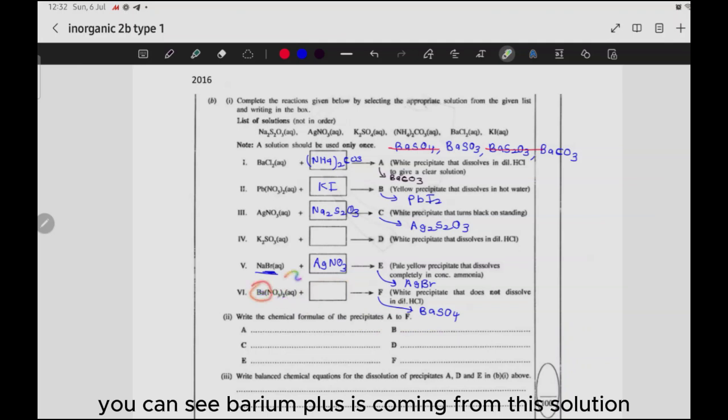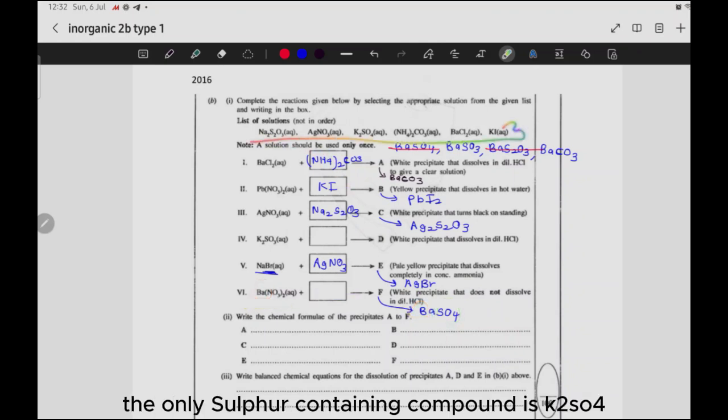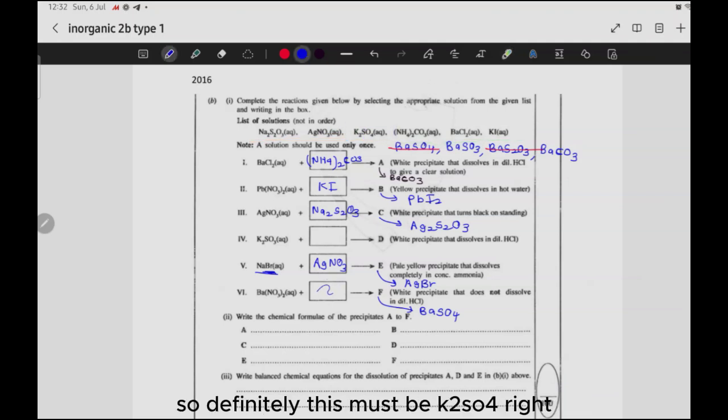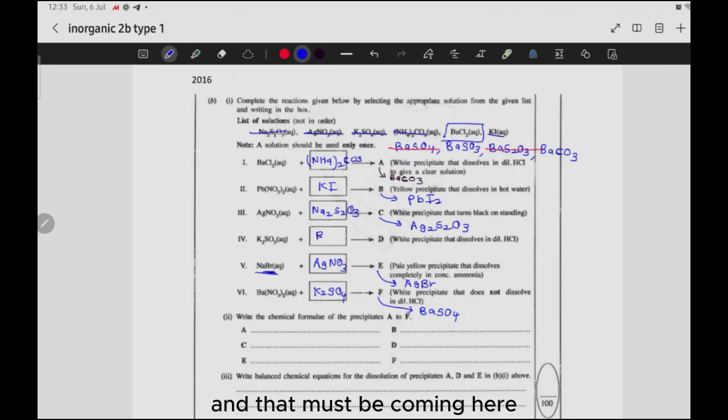You can see barium 2 plus is coming from this solution, right? So again sulfate must be coming from here. The only sulfate containing compound is K2SO4. So definitely this must be K2SO4, right? So you have written all of these. Only the solution remaining is barium chloride and that must be coming here, right? If you are smart enough, you can take it like that, but let me check.